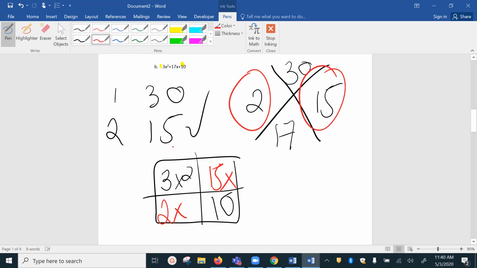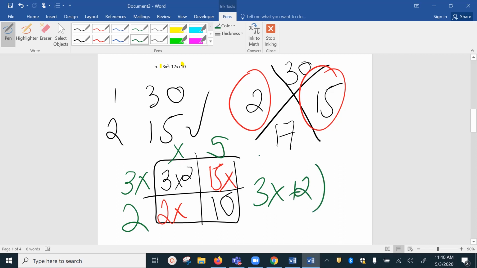I can't put 3x up here, so I'm going to put it over here. I'm going to put 3x here. Why can't I put 3x here? Because nothing times 3 will give me 2 unless I multiply by a fraction, and I don't want to do that. I want to work with whole numbers. So 3x goes on the side and x goes on the top. What times 3x equals 15x? 5. What times x will give you 2x? 2. And 2 times 5 equals 10. You check the c at the end. My final answer is 3x plus 2 times x plus 5.